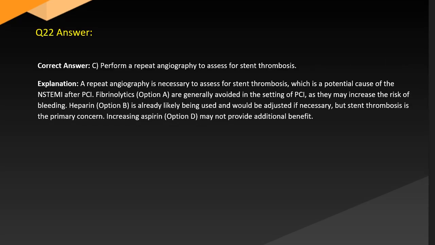Answer. Correct answer. C. Perform a repeat angiography to assess for stent thrombosis. Explanation. A repeat angiography is necessary to assess for stent thrombosis, which is a potential cause of the STEMI after PCI. Fibrinolytics, option A, are generally avoided in the setting of PCI, as they may increase the risk of bleeding. Heparin, option B, is already likely being used and would be adjusted if necessary, but stent thrombosis is the prime concern. Increasing aspirin, option D, may not provide additional benefit.